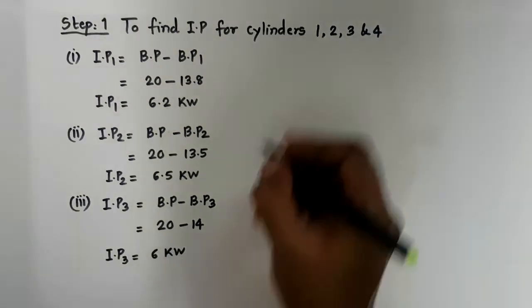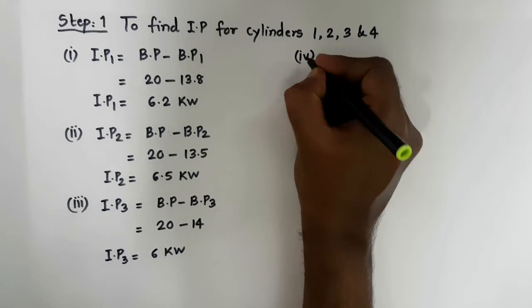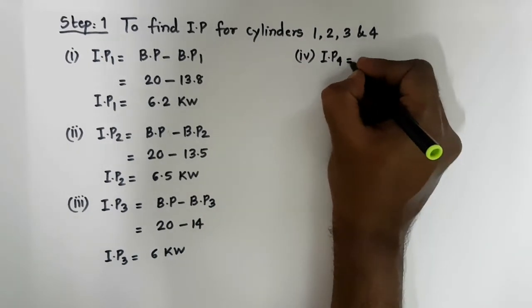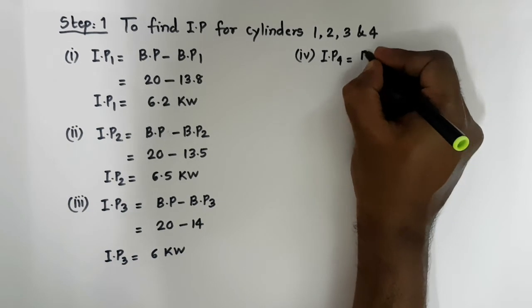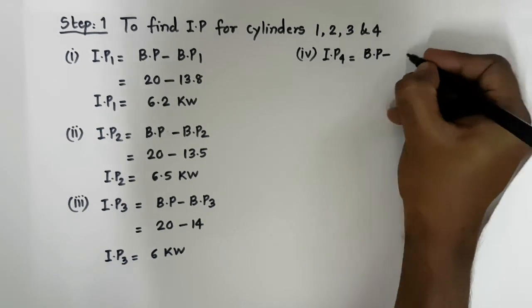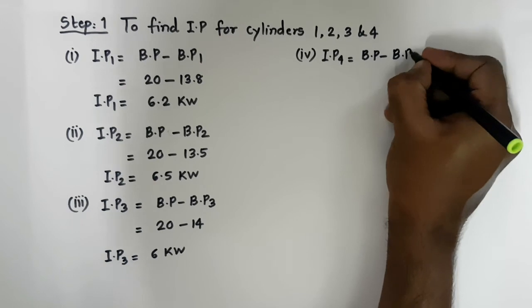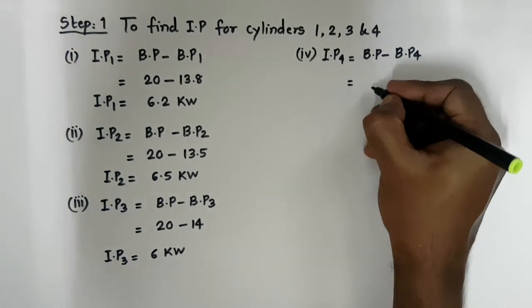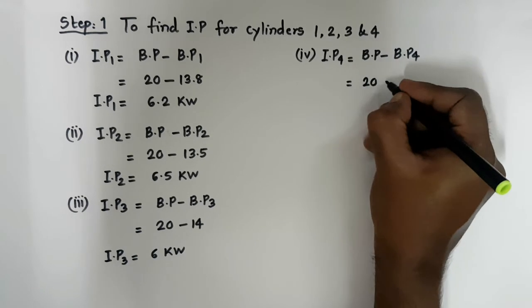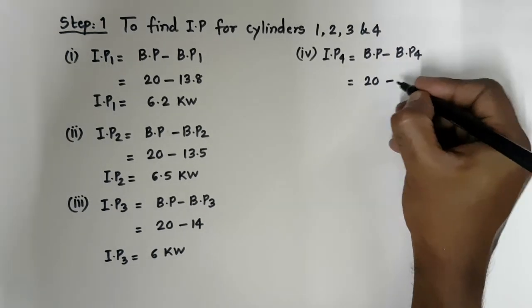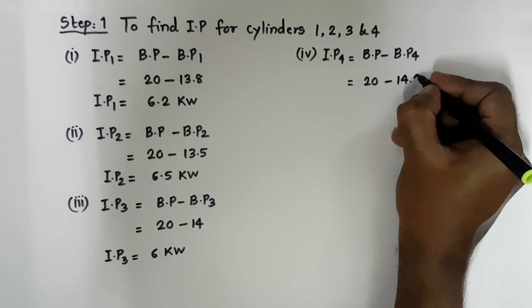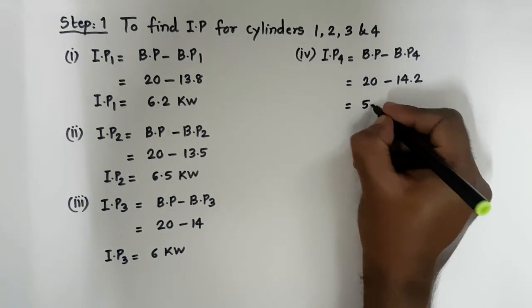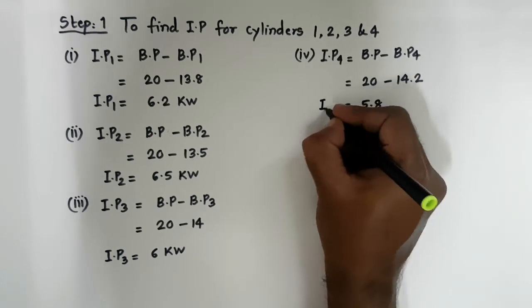Then the fourth, that is the indicated power of cylinder 4, is equal to the total brake power minus the brake power of the fourth cylinder when it is cut off. So 20, that is the total brake power, minus the brake power of the fourth cylinder, 14.2. So this is the value, 5.8 kilowatt.